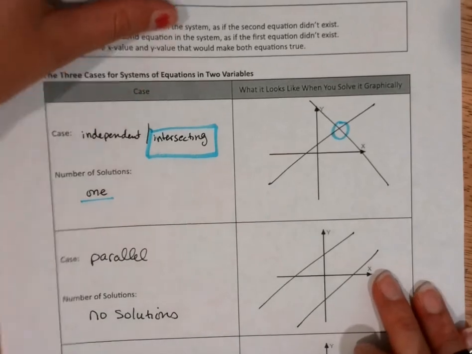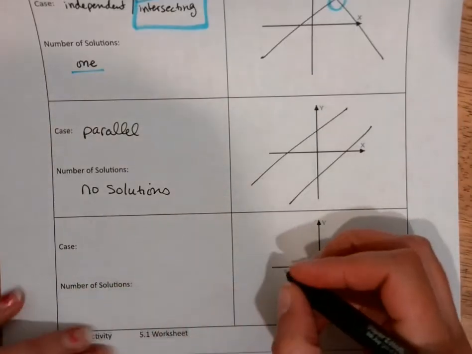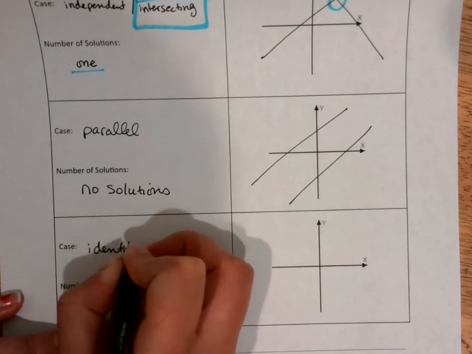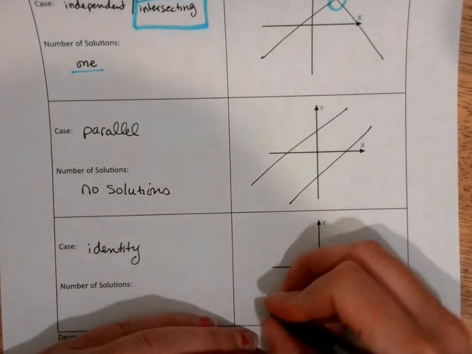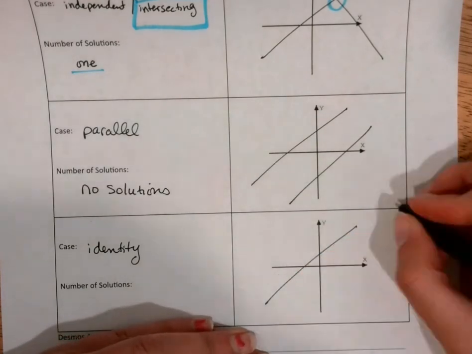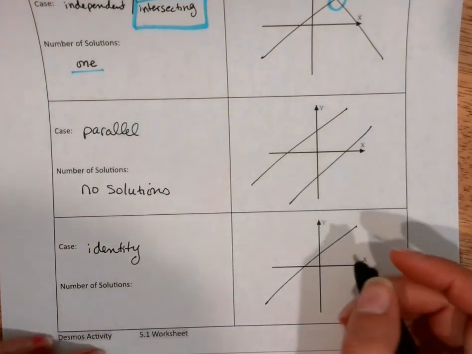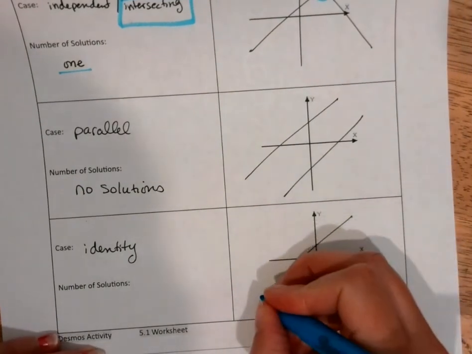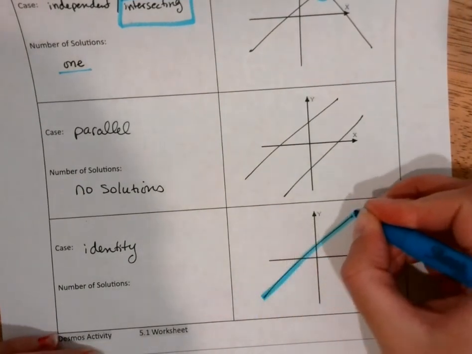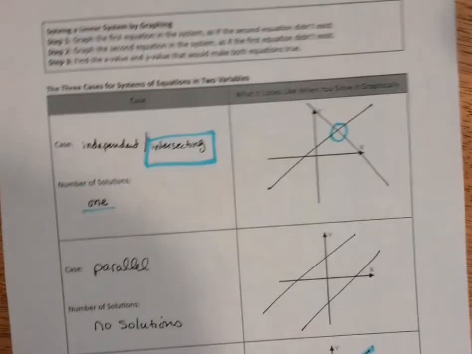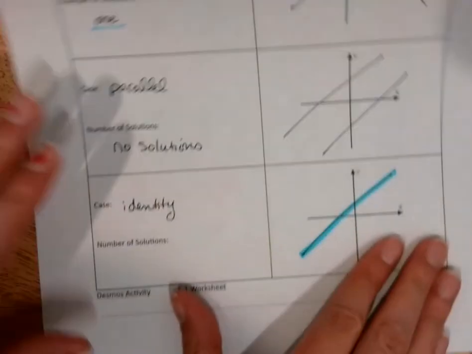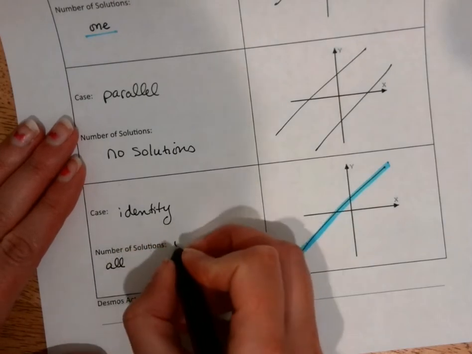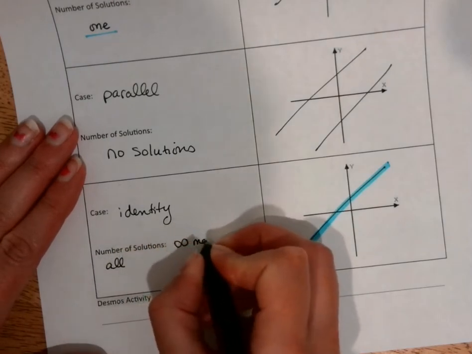And our final case is the identity case. The identity case is where both lines are the same line. So when they're both graphed, we only see one. So those intersect at every single point because they're right on top of each other. So the solution set is going to be every point on the line. The number of solutions is all points. First of all, there are infinitely many solutions.